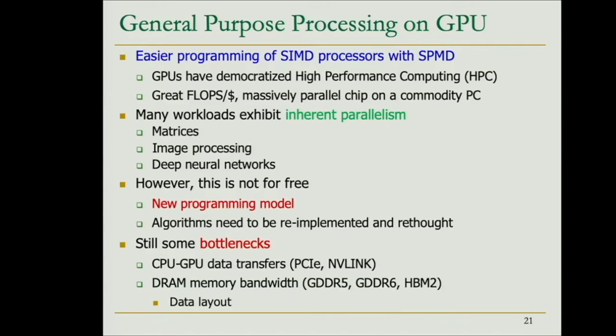And even accessing memory, accessing DRAM from within the GPU cores, is also a bottleneck. Why is that? Because even though these memories, GDDR5, GDDR6, and HBM2, can provide you something between 300 gigabytes per second and 900 gigabytes per second, this is still far from the peak throughput that you can achieve.